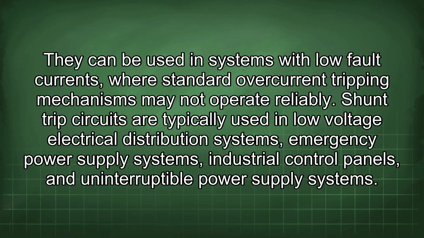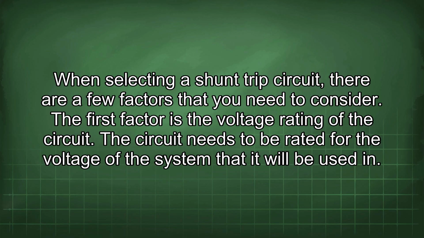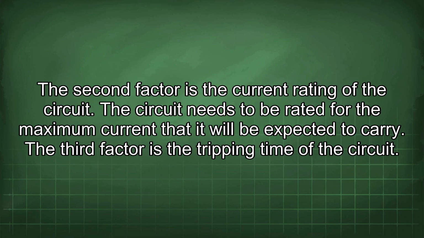Shunt trip circuits are typically used in low voltage electrical distribution systems, emergency power supply systems, industrial control panels, and uninterruptible power supply systems. When selecting a shunt trip circuit, there are a few factors that you need to consider. The first factor is the voltage rating of the circuit. The circuit needs to be rated for the voltage of the system that it will be used in. The second factor is the current rating of the circuit. The circuit needs to be rated for the maximum current that it will be expected to carry.